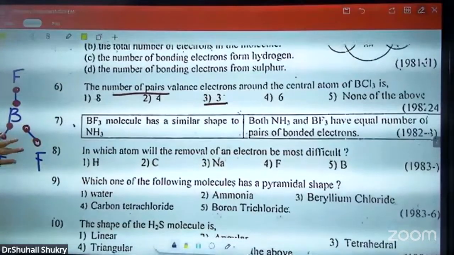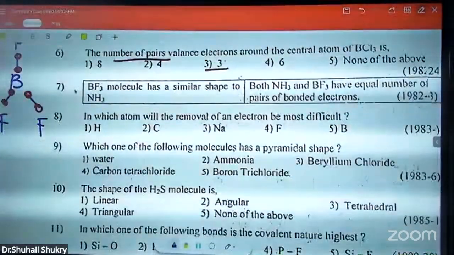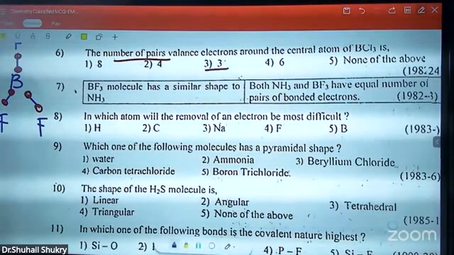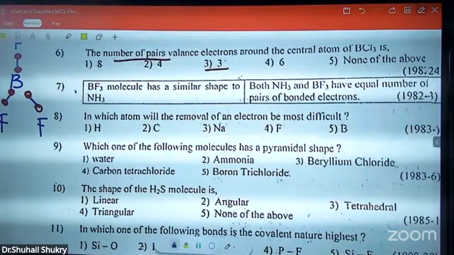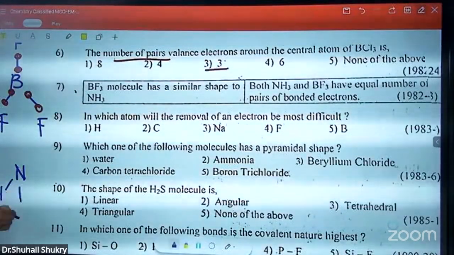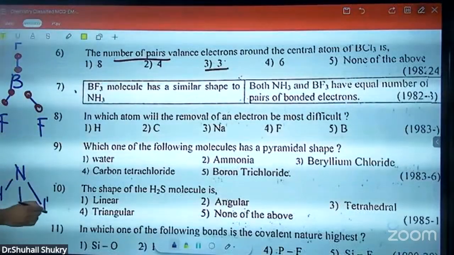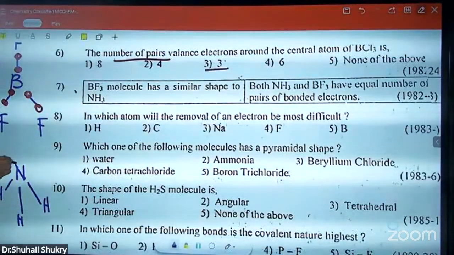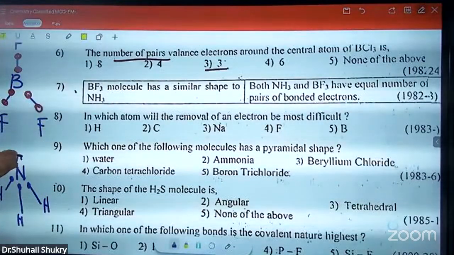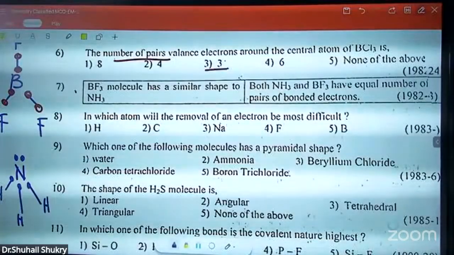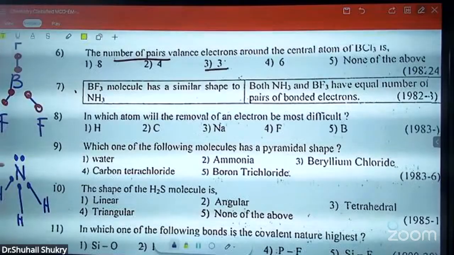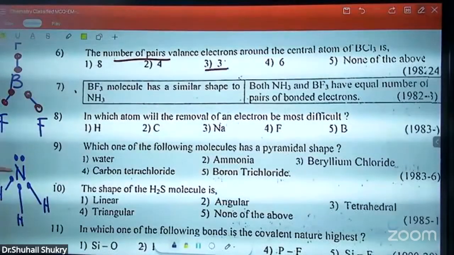How do you draw ammonia? Nitrogen belongs to which group? Fifth group, no? You just see the periodic table. That's why I said you should have a periodic table. Then you can check it easily. Nitrogen belongs to the fifth group, no? Then when nitrogen connects to 3 hydrogens like this, what will happen, guys? Nitrogen has 5 electrons, no? Then 1, 2, 3, 4, 5. Then the 5 electrons will be like this, no? Then this is the shape of ammonia. Ammonia you will draw like this.